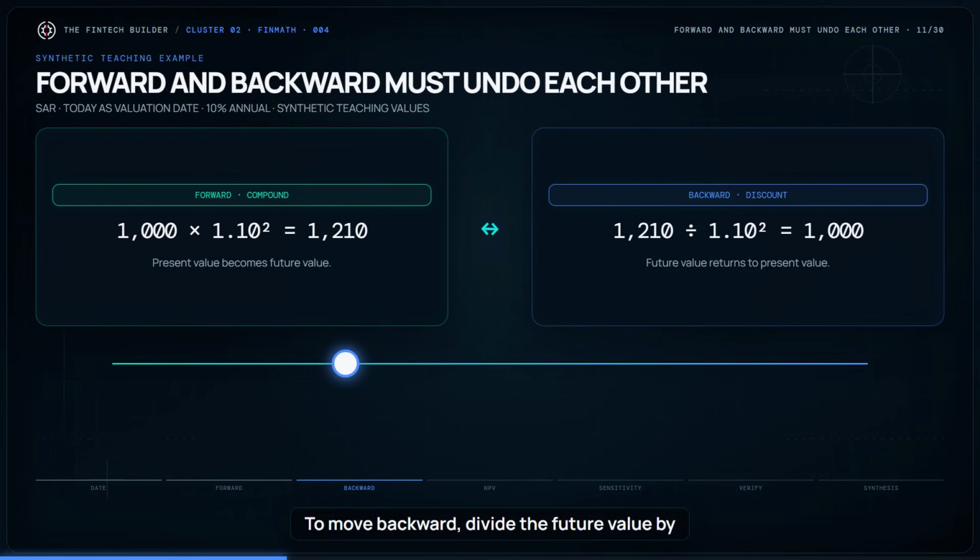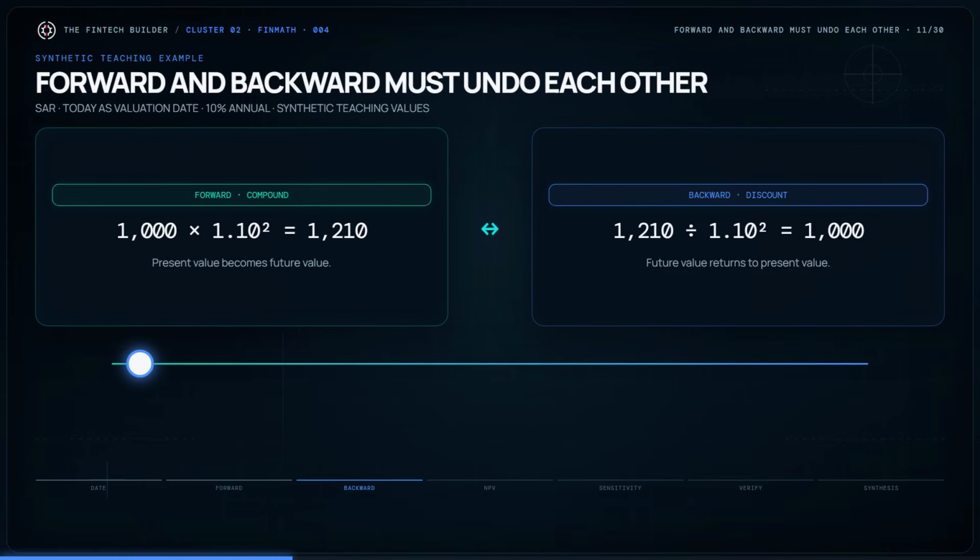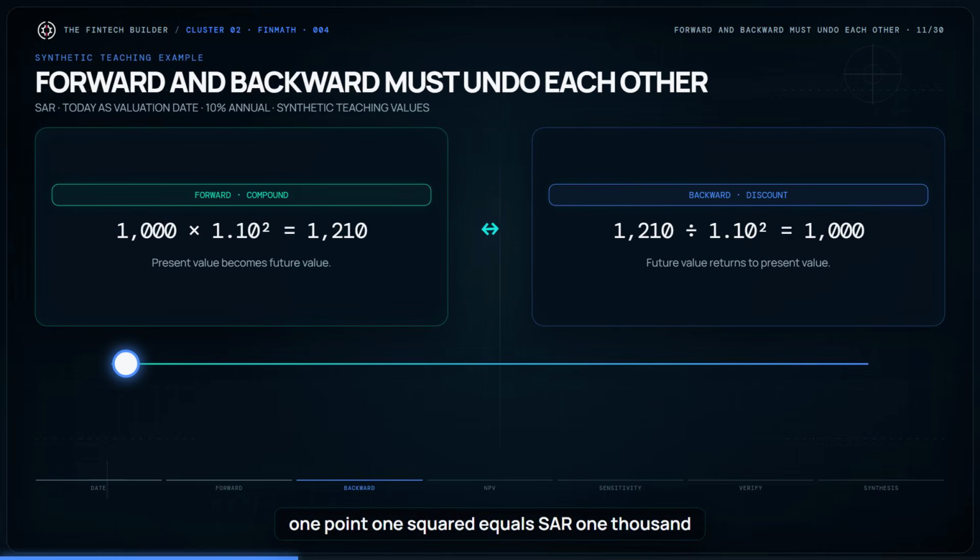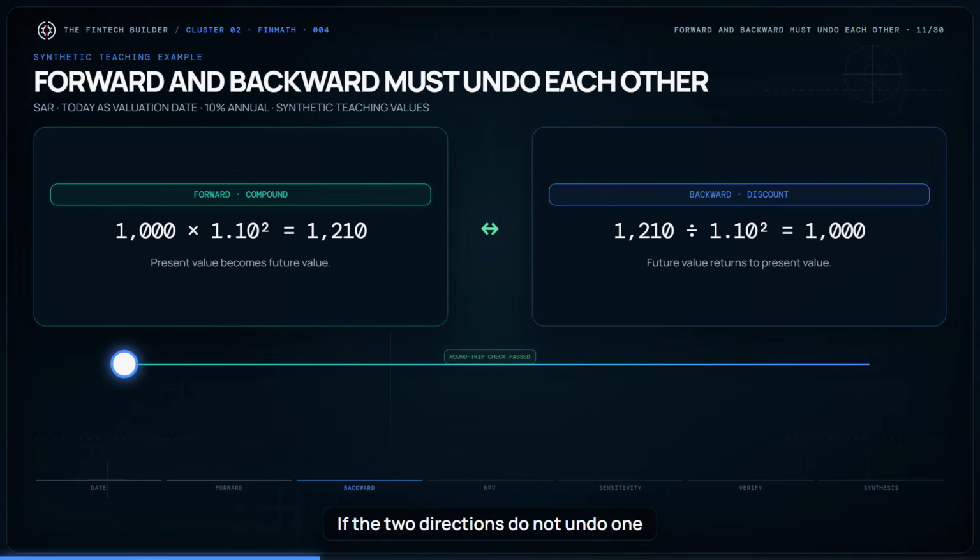It is the same economic amount expressed at the earlier valuation date. To move backward, divide the future value by the same accumulation factor. SAR 1210 divided by 1.1 squared equals SAR 1000 today. This gives us an independent check. Move 1000 forward at 10% for 2 years and obtain 1210. Move that amount backward using the same rate and horizon and return to 1000. If the two directions do not undo one another, the rate or period basis changed somewhere.